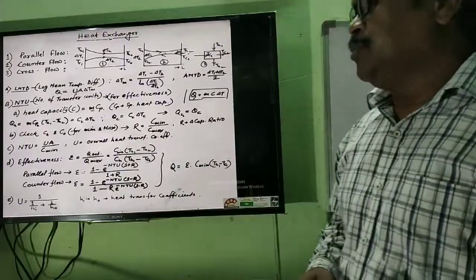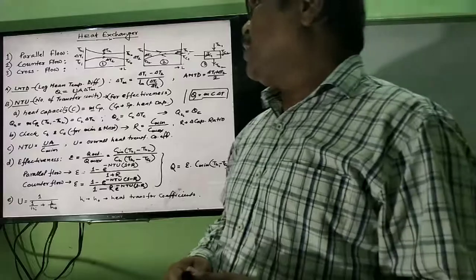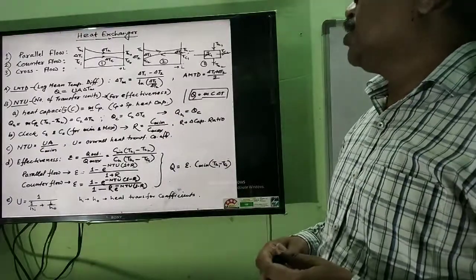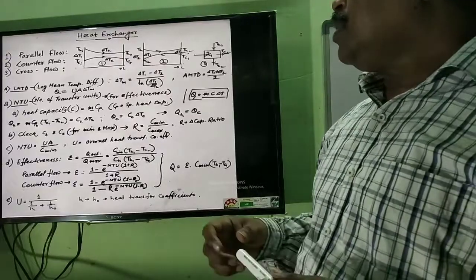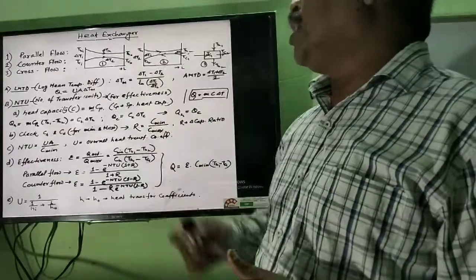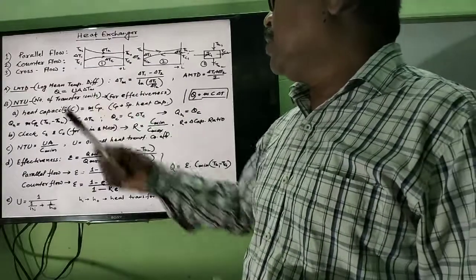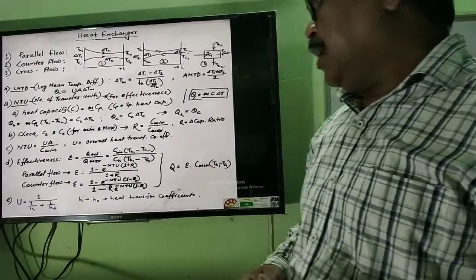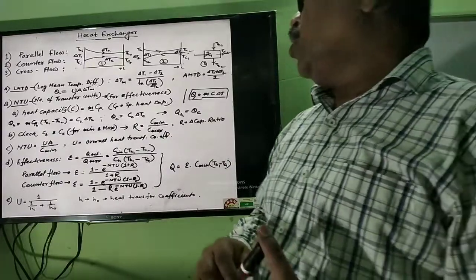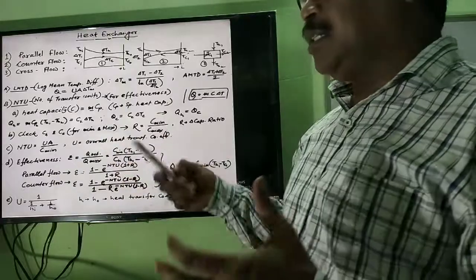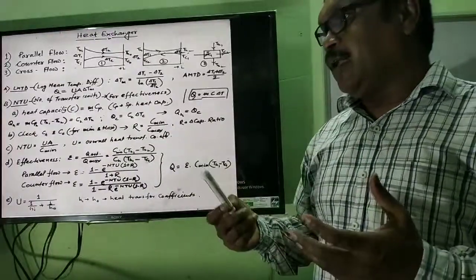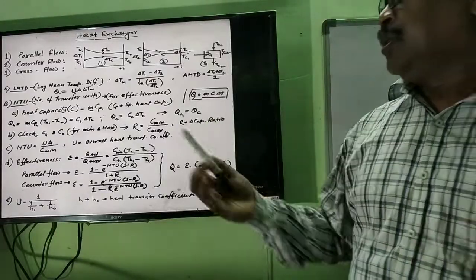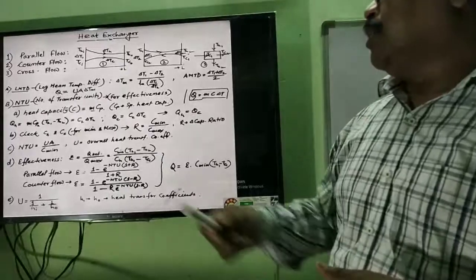The second method is NTU, number of transfer units. This method is used for finding out the effectiveness of the heat exchanger, and also sometimes they will not give you the terminal temperatures. At that time it will be difficult to find your LMTD, so this method will come into effect. The heat transfer principle is mass into specific heat capacity into temperature difference, and that formula is applicable here.